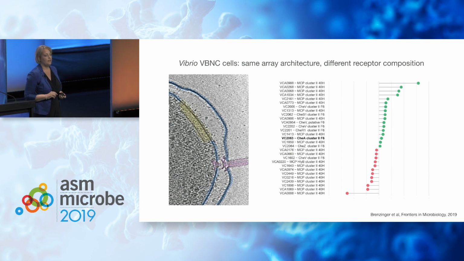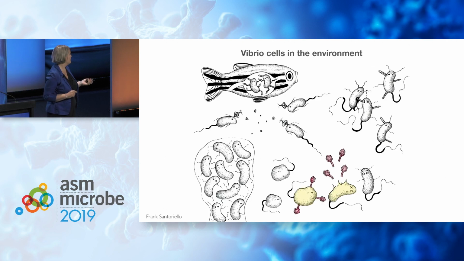So we think that in the environment, it helps Vibrio that these arrays are not ultra-stable because it allows them to switch out the receptors when they change the environment. And then they always have the right type of receptor to encounter or thrive in different environments.